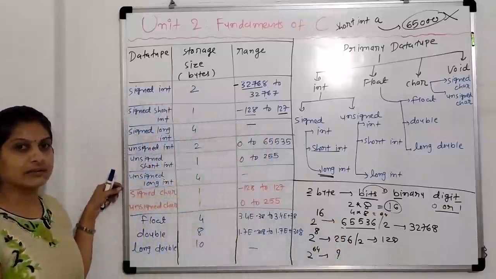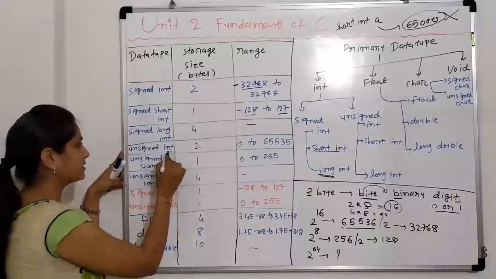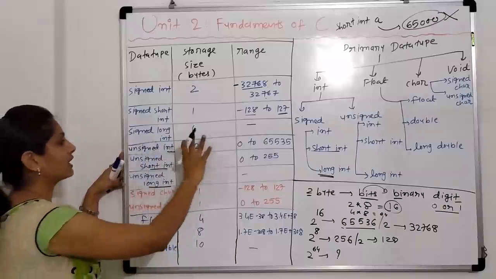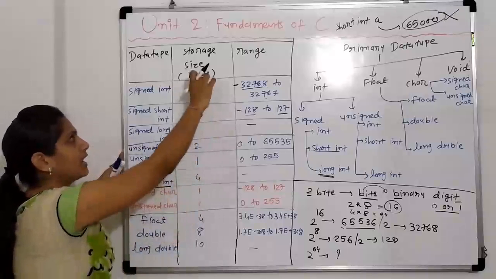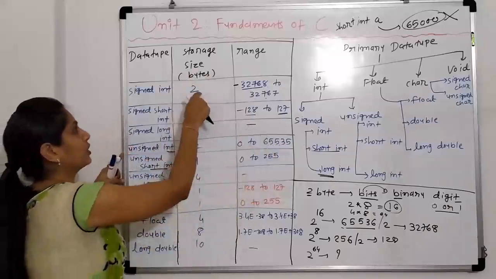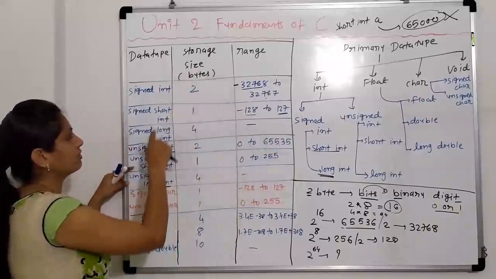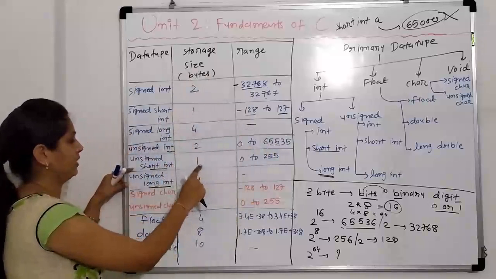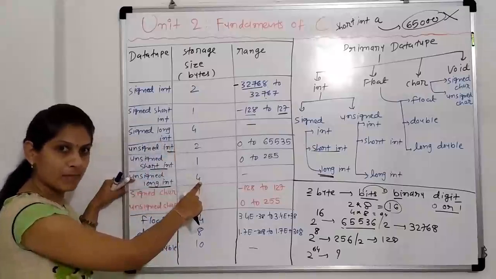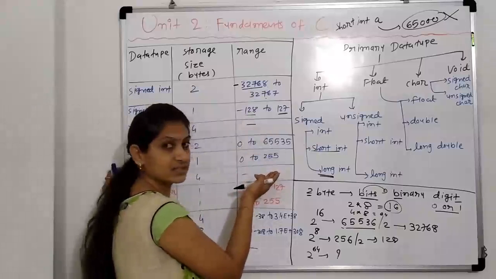Similarly, the unsigned category is there only for positive values, for integer, short integer, and long integer. So the bytes are fixed, only the range value changes. Integer occupies how many bytes? 2. Short integer always occupies how many bytes? 1. And long integer occupies 4 bytes in memory. But according to the category, the range is changed.